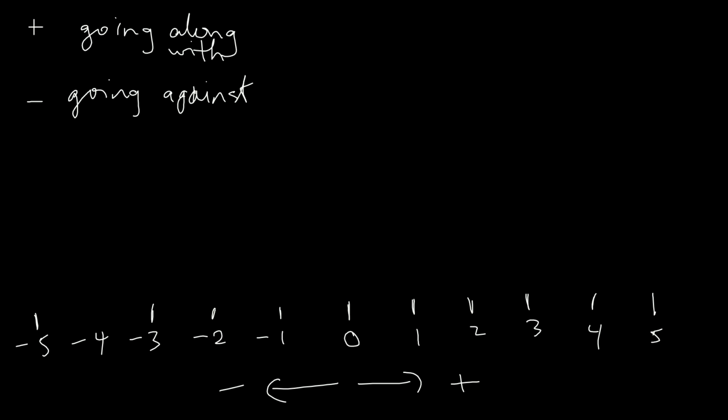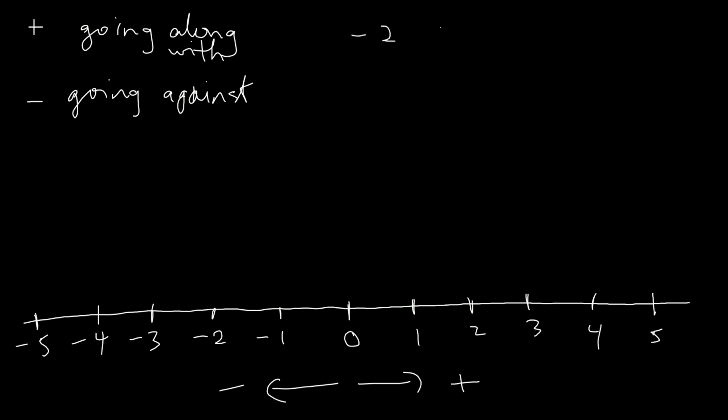Oopsie, whole number line gone. Put this back. Alright. Now, let's say we have negative 2 multiplying by negative 2.